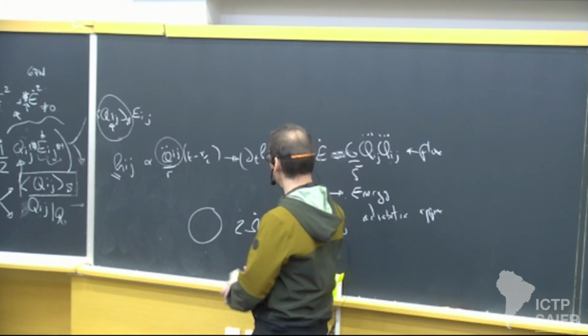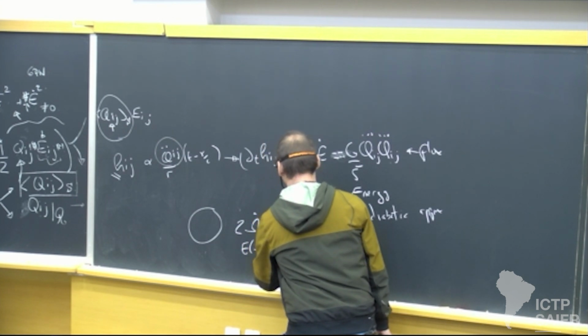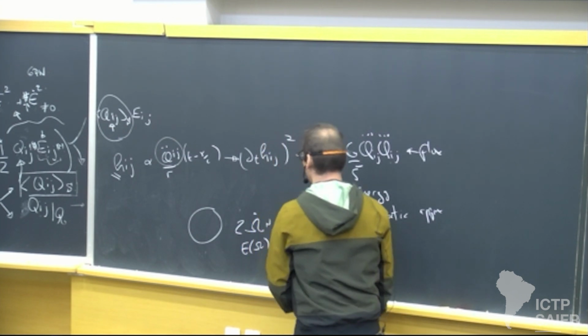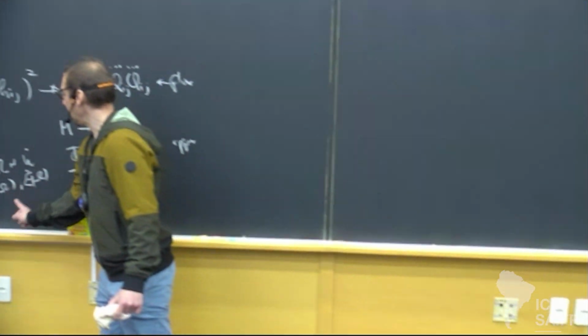And if I know this, I know this. And how do I know this? Well, I know E of omega, and I know E dot of omega, and then I trade for omega dot. I integrate this guy, and I get the phase.